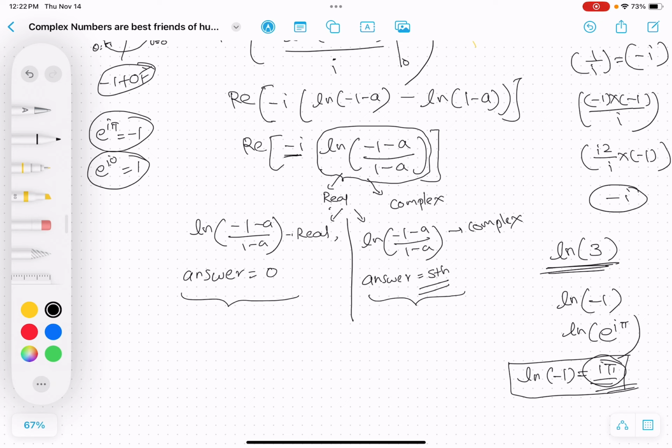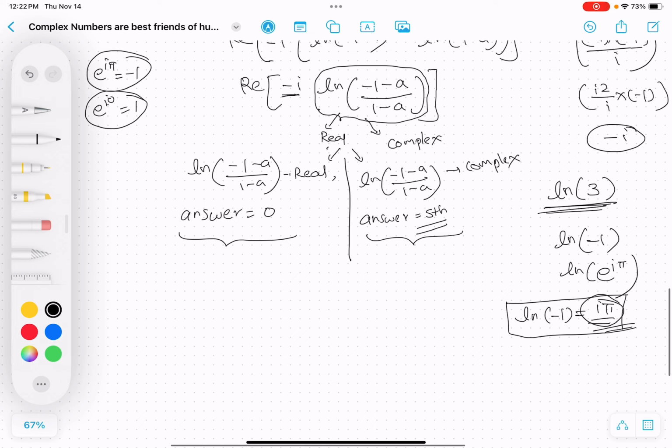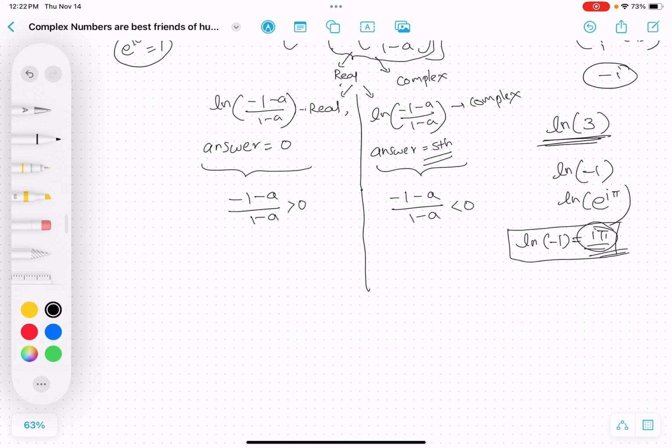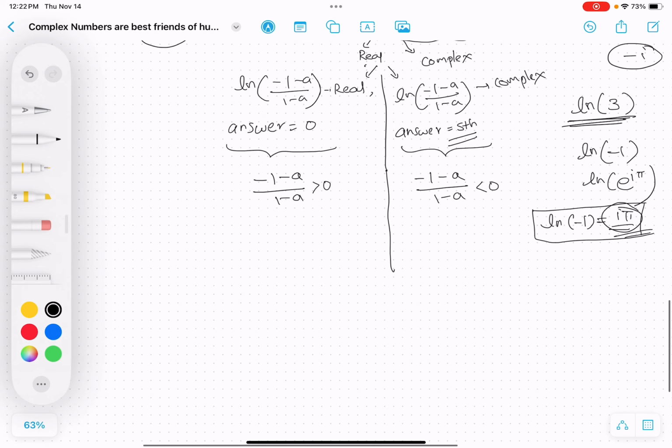Now the thing that we need to do is know when this log gives a real number and when this log gives a complex number. We know that for it to give a real number, this thing over here needs to be a positive number, and for it to give a complex number, this thing over here needs to be negative. So we know that condition. Now we will try to find out when this fraction is positive, and when this fraction is negative. Again, for this to be positive, there are two cases.